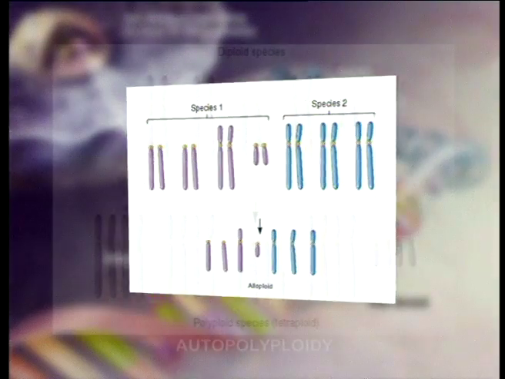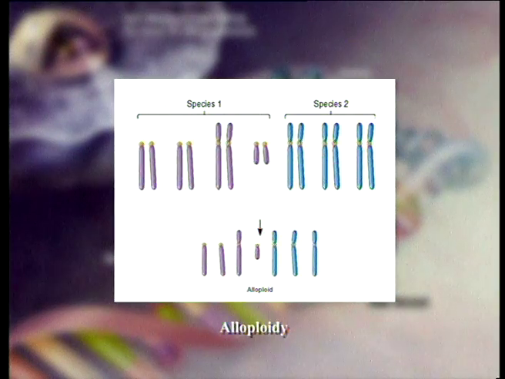Now, in allopolyploidy, the sets of chromosomes come from different, though usually related species. This situation can arise if two different species interbreed to produce an organism with one set of each parent's chromosomes, and then both chromosome sets double. Dear students, a classical example of allopolyploidy results from crosses between cabbages and radishes.